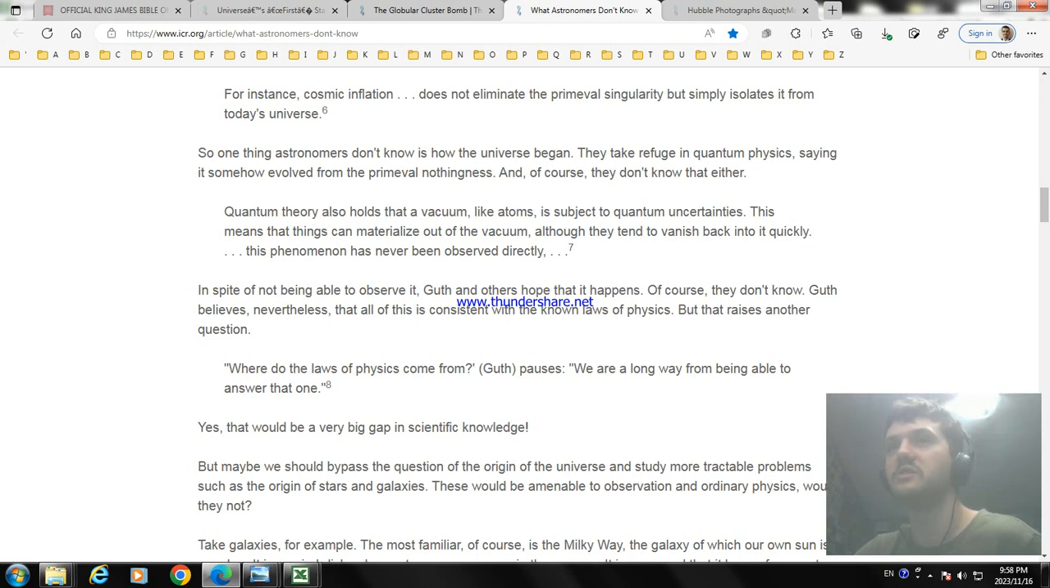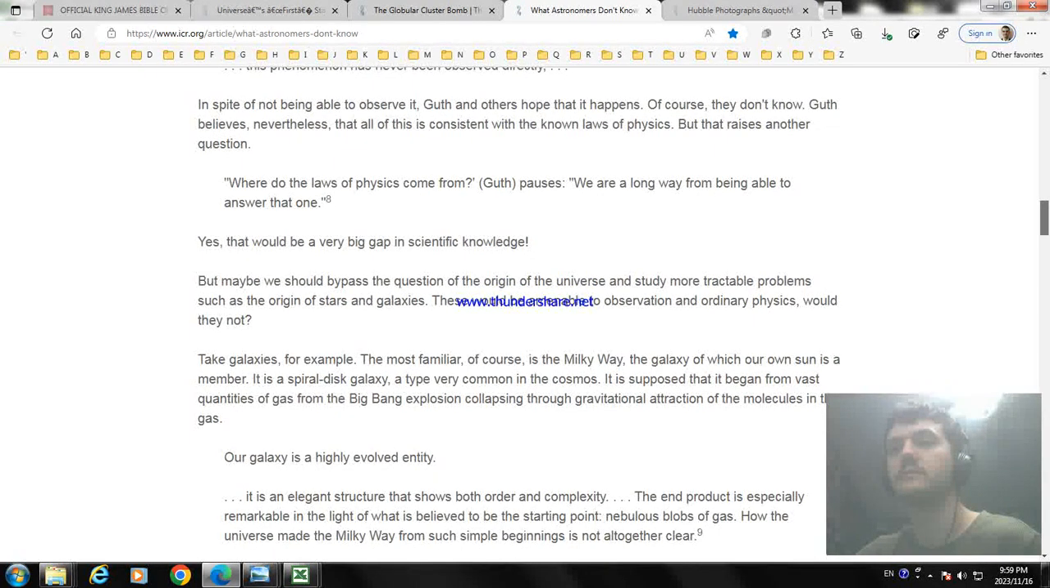Quantum theory also holds for the vacuum. Like atoms, it is the subject of quantum uncertainties. This means that matter can materialize out of the vacuum, although it tends to vanish back quickly. The phenomenon has never been observed directly. And in spite of not being able to observe it, Guth and others hope it happens. Of course, they do not know.